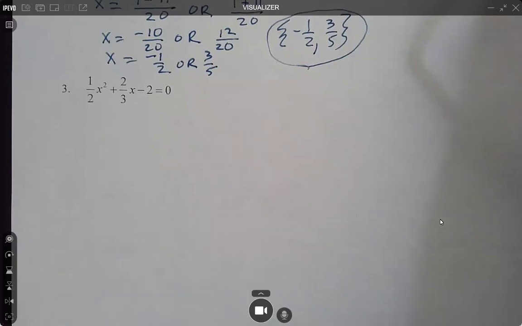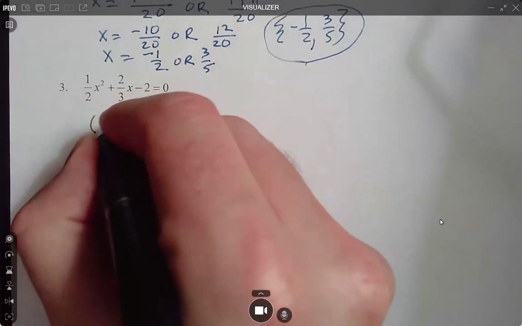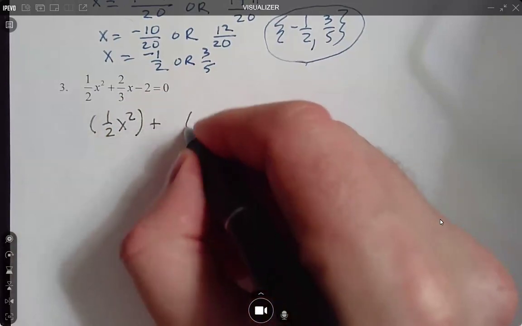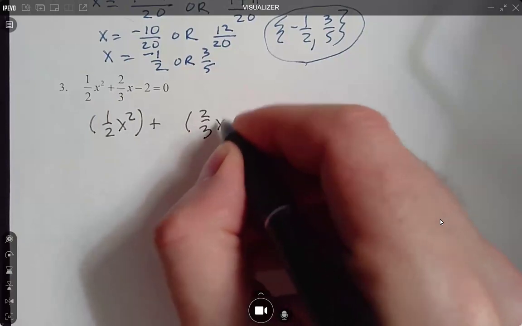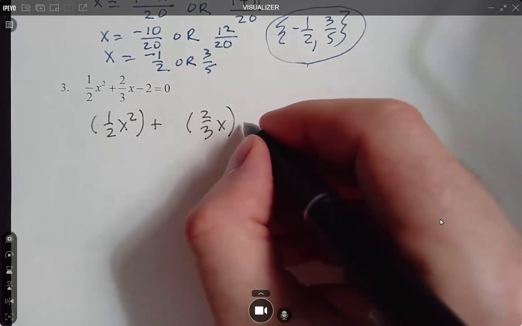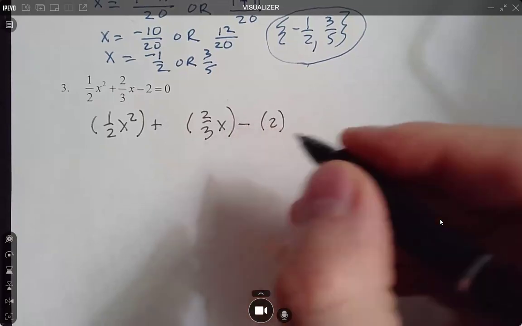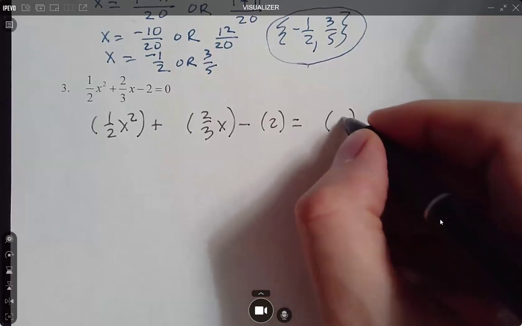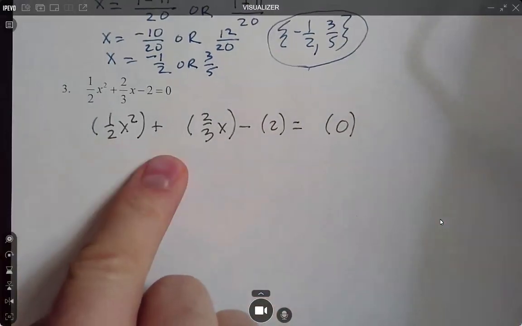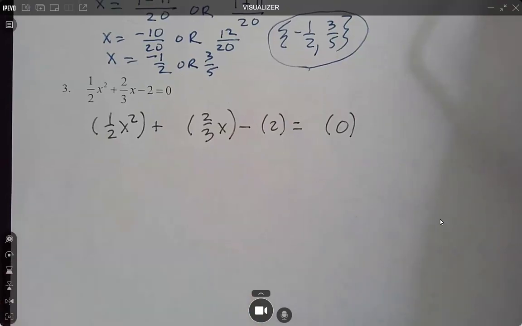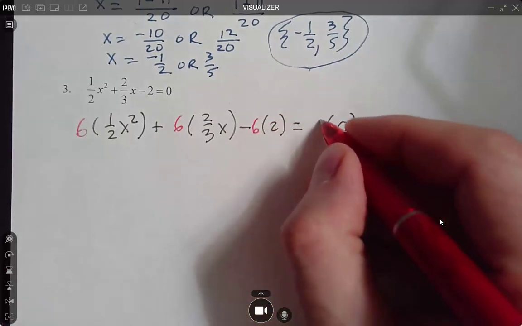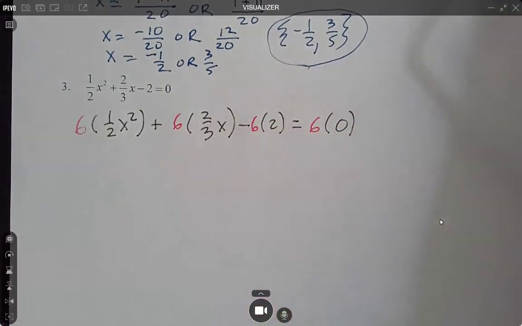So before we do anything, what I want to do here is take each of these terms on both sides and multiply it by the LCD. And the LCD of 2 and 3 is 6. So we're going to be multiplying every term on both sides by 6. And this is called clearing out fractions. That's exactly what we want to do before we start trying to mess with this thing.